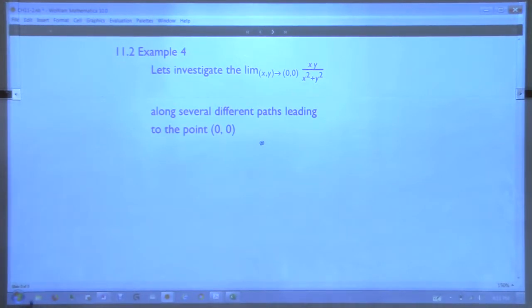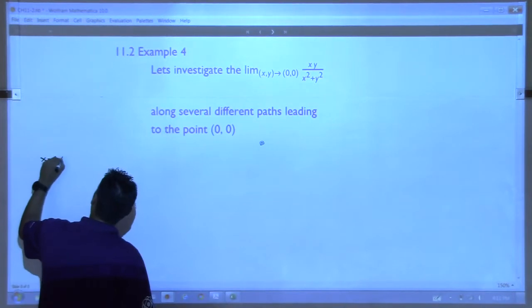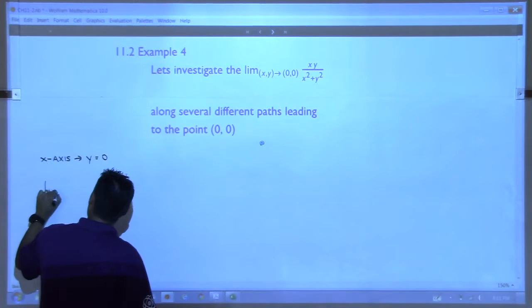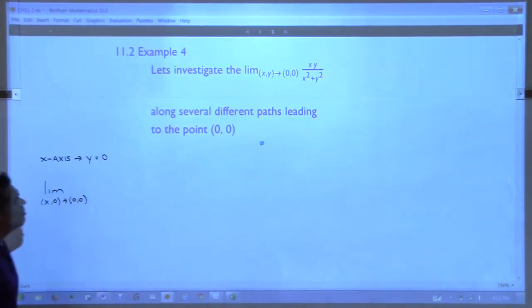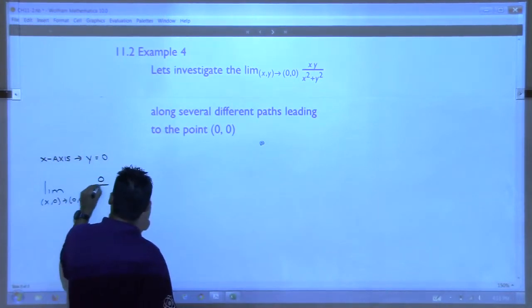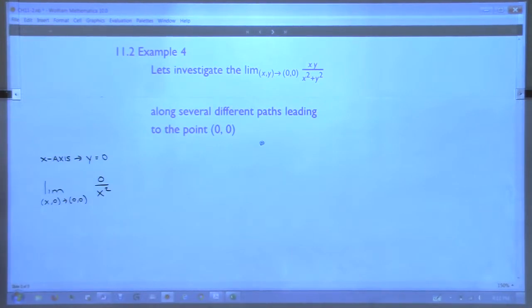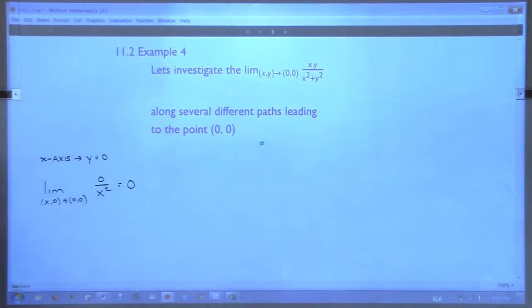You want to come in along the x-axis again? Okay, let's do the x-axis. The x-axis means that y is 0. And if y is 0, then this limit becomes the limit as (x, 0) approaches (0, 0). And what do we get there? 0 over x squared. And remember, you have to do this computation before you take the limit. What's 0 divided by anything other than 0? This would be 0. So the limit as we come in along the x-axis is 0.